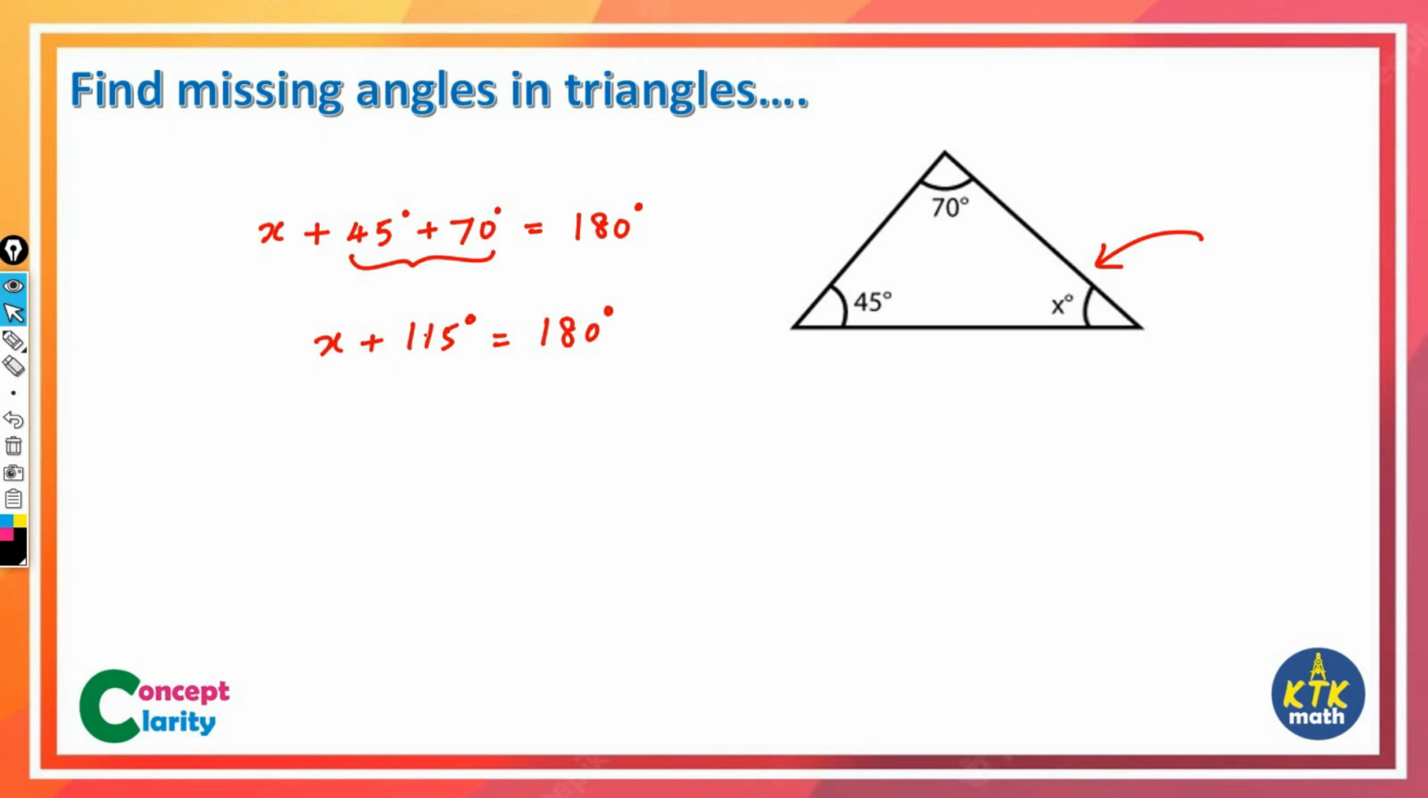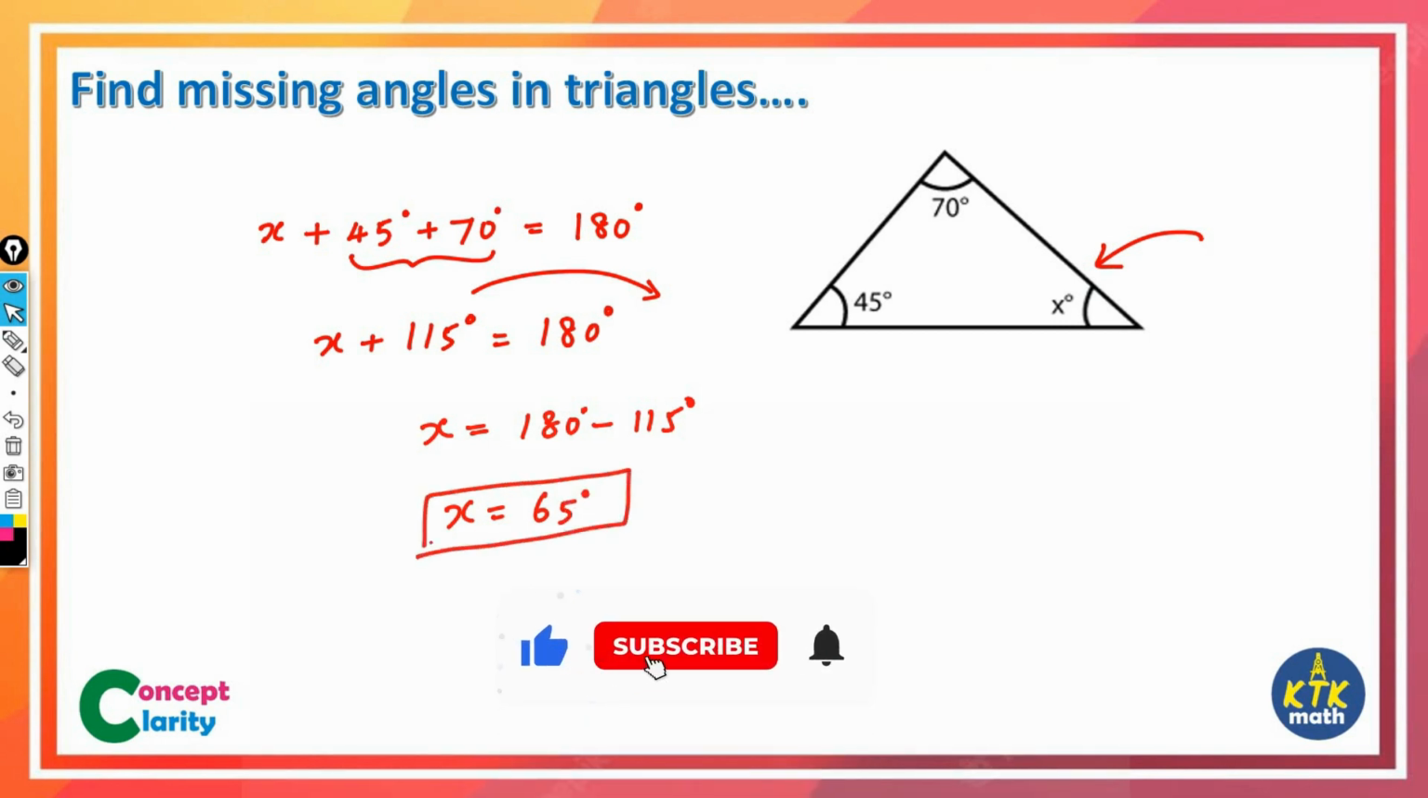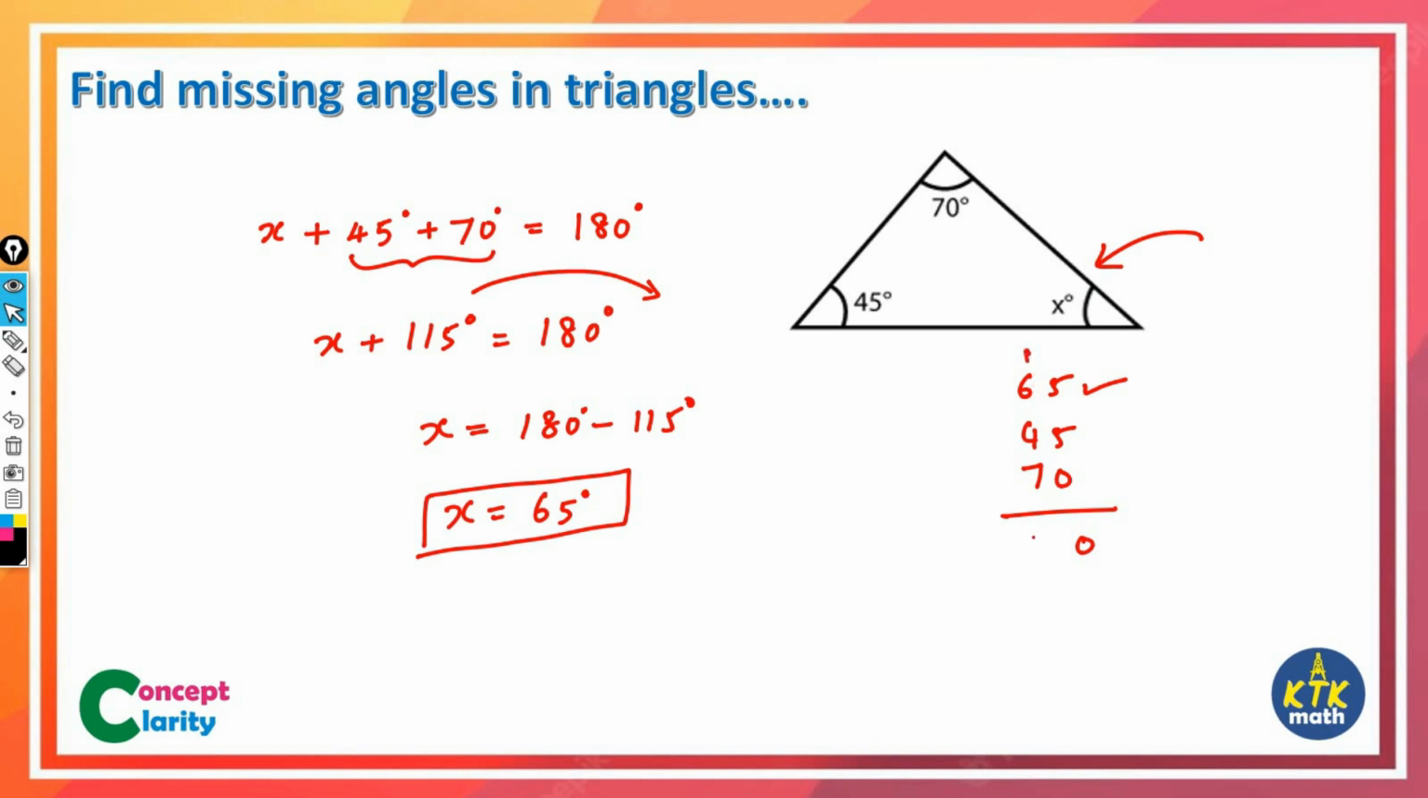Now in order to get the x value, I need to transfer it to the right hand side. So it would become subtract: 180 minus 115, which is nothing but 65 degrees. Yes, so this is your x value. If you want to check whether your answer is correct or not, it's very simple. You add all the angles now: 65, the x value we just got, and 45 and 70, then you will get 180, hence your answer is correct. Just do a simple addition.